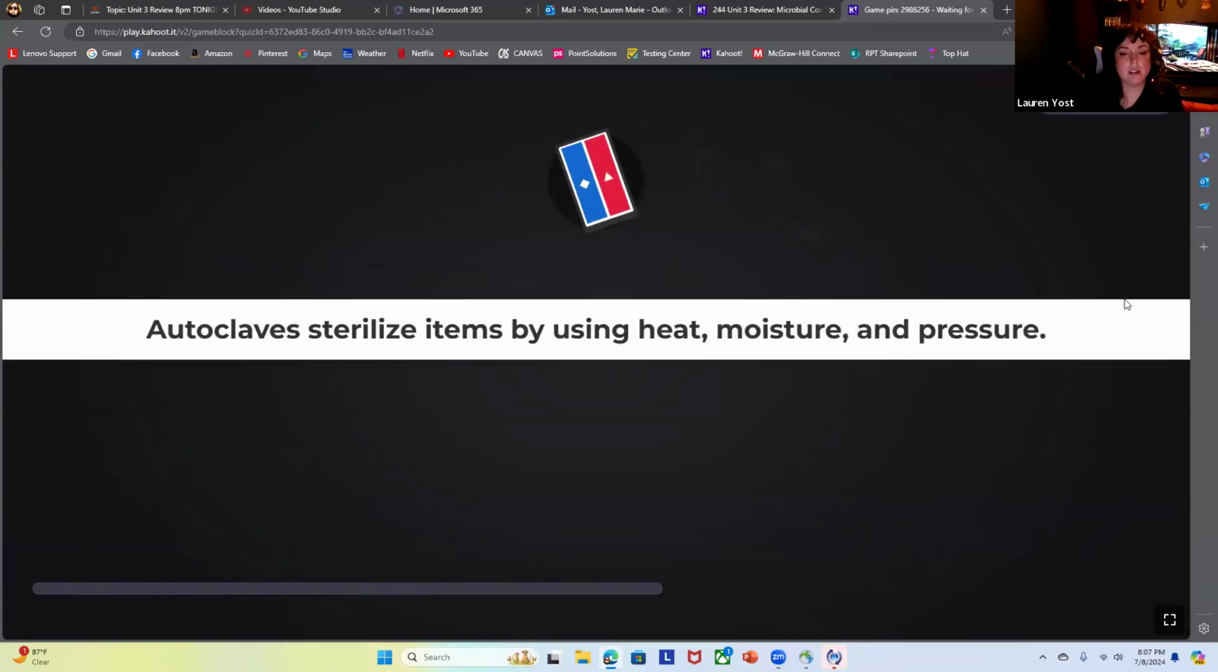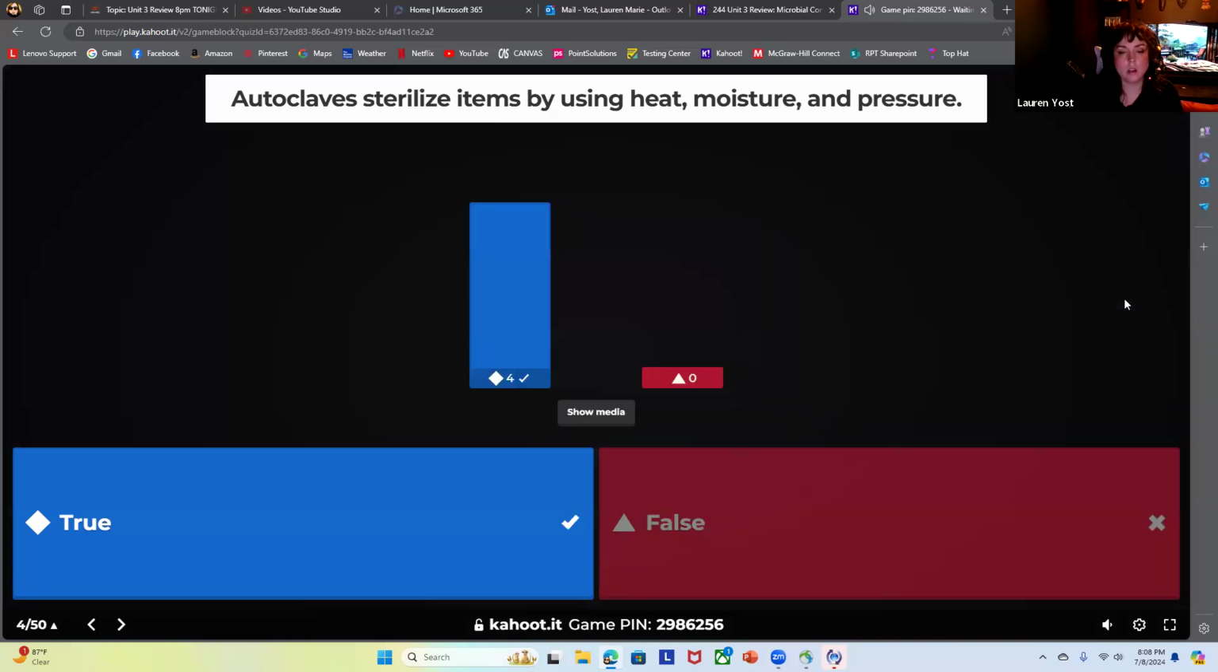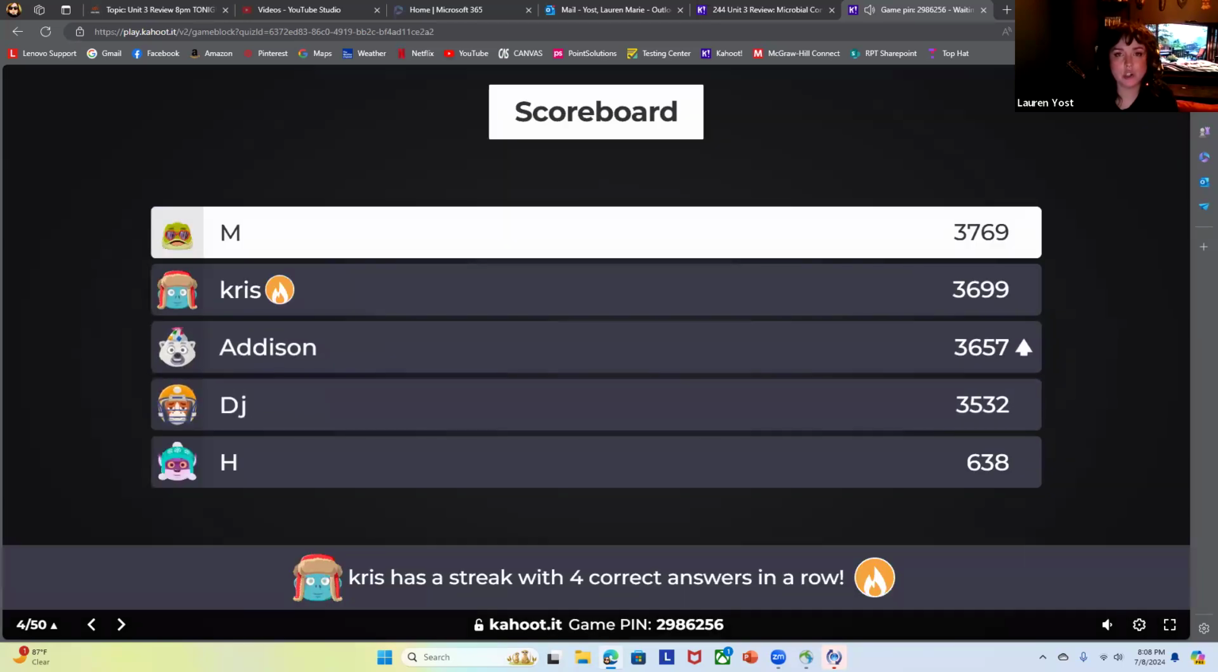Okay, autoclaves sterilize items by using heat, moisture, and pressure. Is that how an autoclave works? All right, so this one is true. That is how autoclaves are going to achieve sterilization. Autoclaves can sterilize as long as you're reaching a certain temperature, and there's moisture present and the pressure is present. Remember, the moisture is important as well. It helps to denature the proteins better.